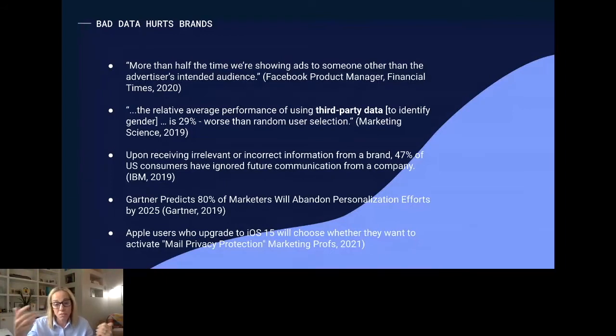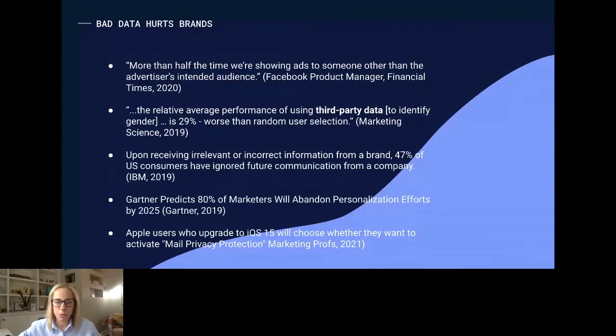It's not. And in fact, there was an article published in a journal called Marketing Science in 2019 that basically aggregated the top 5 data brokers and took a look at their data on gender identification. And what they discovered was the relative performance of using third-party data to identify gender is 29%, which is no better than random user selection. And this is across data brokers whom I'm sure we all pay for. The data is just not accurate.